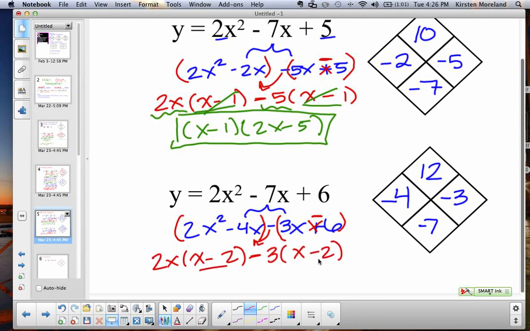My parentheses now match, so I can FOIL that out and I'm left with x minus 2. Those are gone. The leftovers go in the next set of parentheses, so that's the 2x minus 3. And that's my answer. Again, you're going to want to check it, but for the sake of time for this video, you can check that on your own.